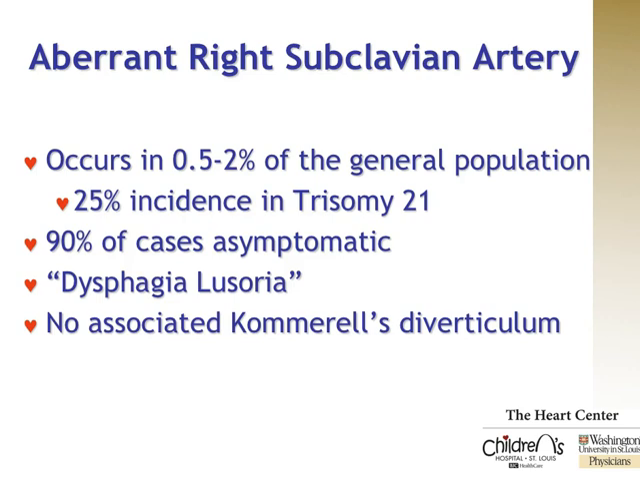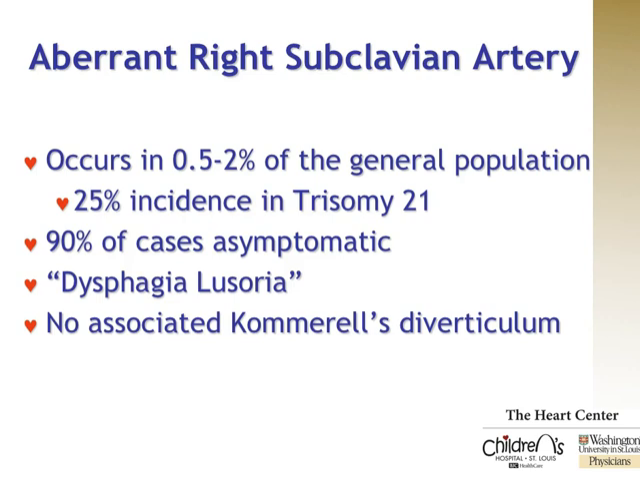An aberrant right subclavian artery, so a left arch, but a right subclavian that arises from the descending aorta taking a retroesophageal course, a little bit analogous to some of the anatomy we've talked about already with the vascular rings, is actually fairly common. Nobody really knows for sure what the incidence is of this in the general population. It's estimated to be up to 2% of the general population.